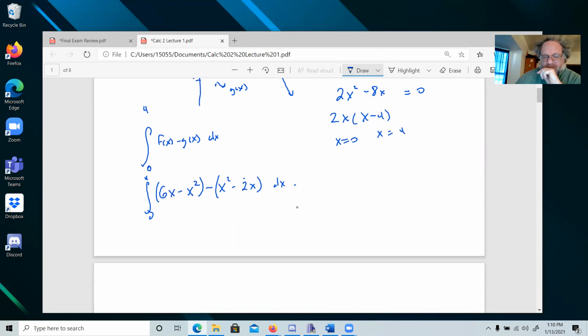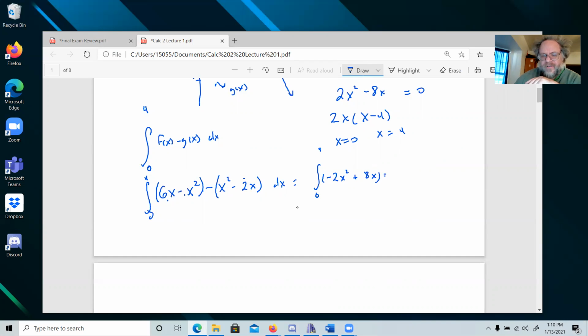So this is equal to the integral from 0 to 4. We're going to have negative x squared minus x squared, that's a negative 2x squared. We have 6x minus a negative 2x, so we have a plus 8x, going from 0 to 4. And then we just have to integrate this thing.